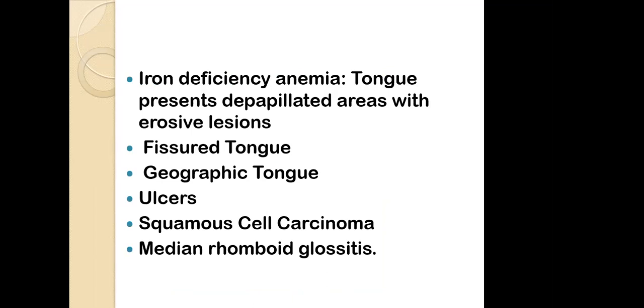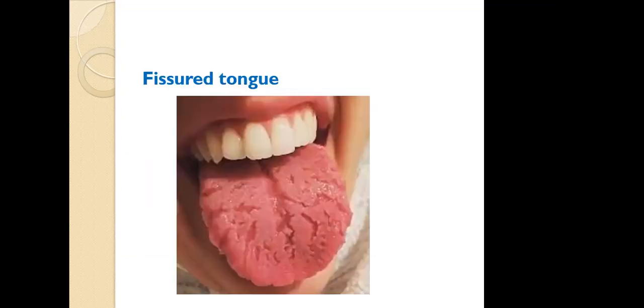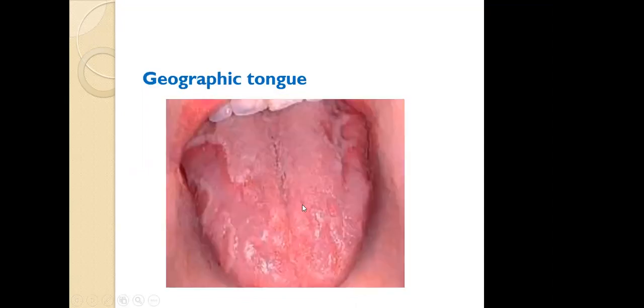Then there's also median rhomboid glossitis. I've just given you here two examples of this. The fissured tongue, this is how it looks. You can see the fissures all over, like a tire. Then this is the famous geographic tongue, which can also present with a burning sensation. You see these eroded parts all over, like maps. So this is what a geographic tongue is.